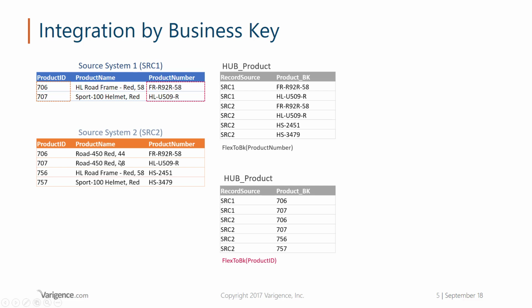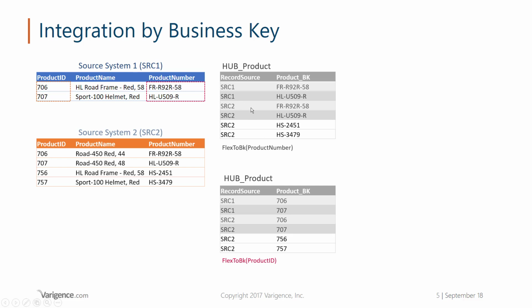So this is saying that I've got two different source systems here. Let's bring them into a hub. What will happen in a hub is you'll have the record source and you'll have the business key. So if I'm using the product number here as a business key, what you will see is that there is going to be a duplication here. Source 1 has 706 and source 2 has 706. Source 1 has 707 and source 2 has 707.